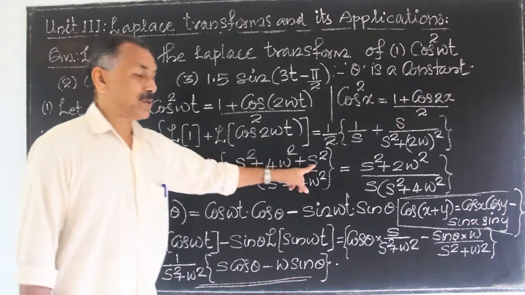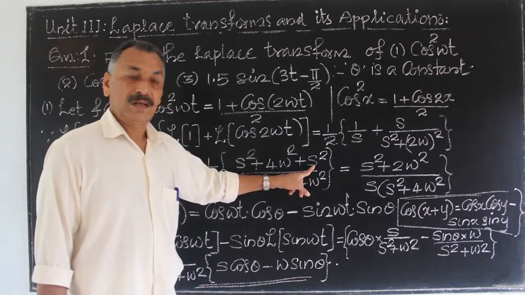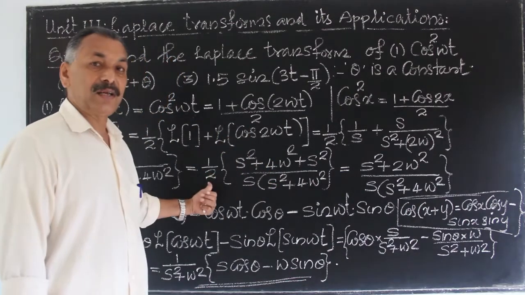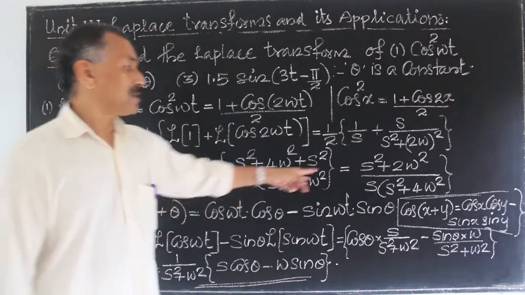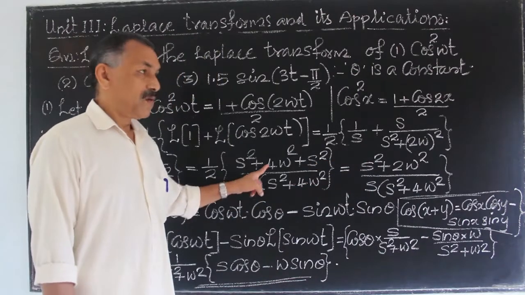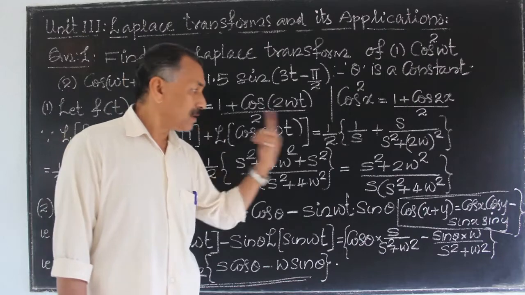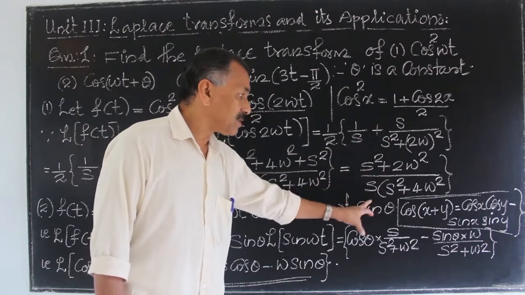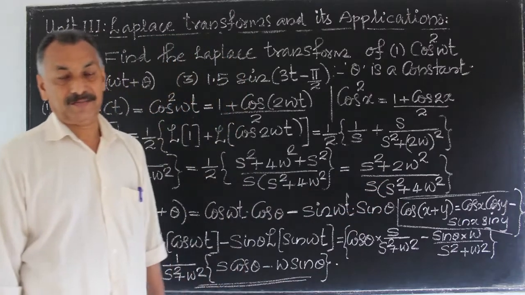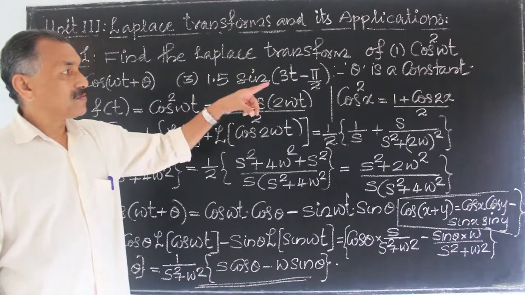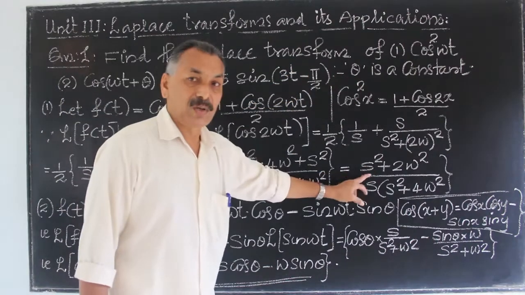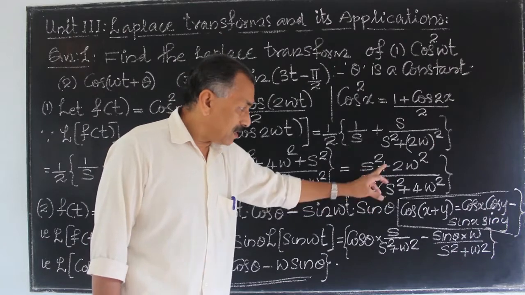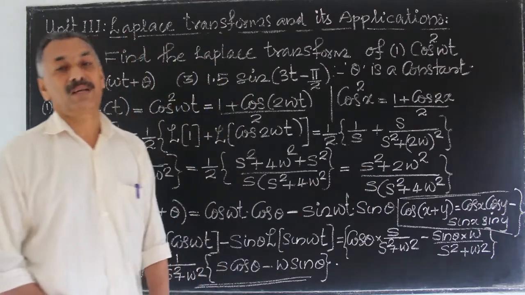Then we get 2 s square plus 4 omega square. Taking 2 outside, the 2 cancels, and we get s square plus 2 omega square divided by s into s square plus 4 omega square. That means the Laplace transform of cos square omega t is equal to s square plus 2 omega square divided by s into s square plus 4 omega square.